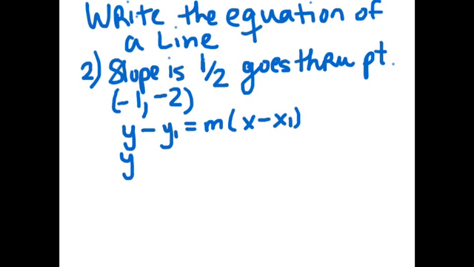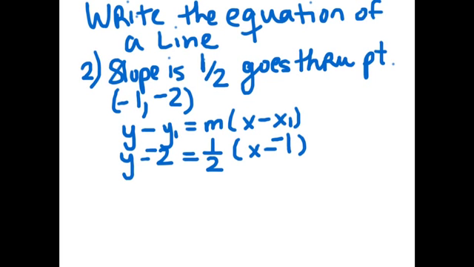Now we're going to be inserting some numbers in these three parts. We'll be inserting a number for y1, that's the y component of the point, m, that's the slope, and the x1 is the x component of the point. So let's plug those in. The y1 is -2, good job. The slope is 1/2, great. And x1 is, yep, -1.